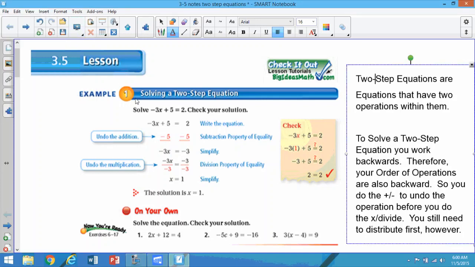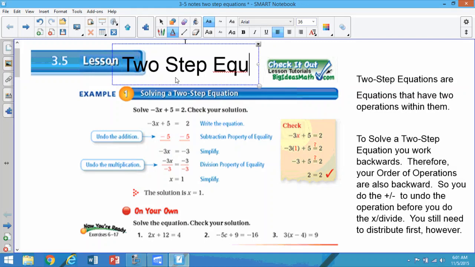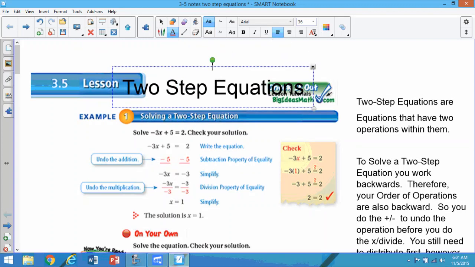Okay, today's lesson is two-step equations, section 3-5. I probably should write that in. I don't think I did. There we go. Two-step equations, section 3-5. So today's lesson, you're going to actually be doing multiple steps or multiple things.